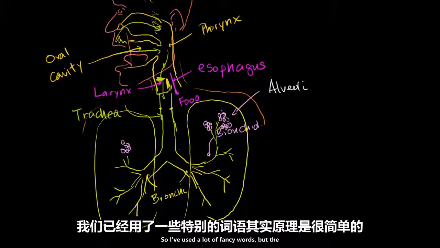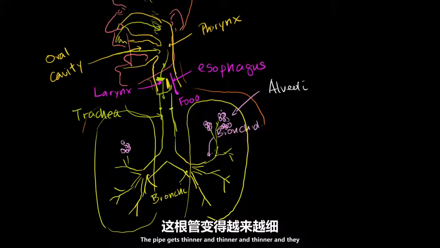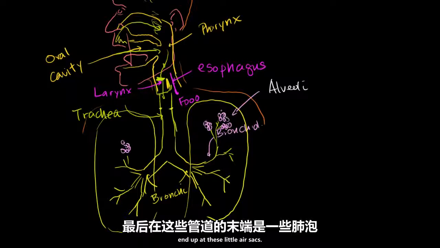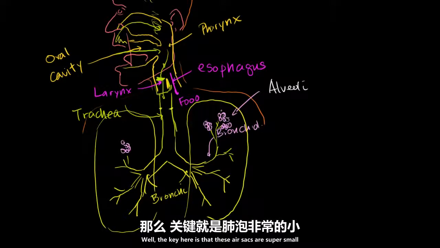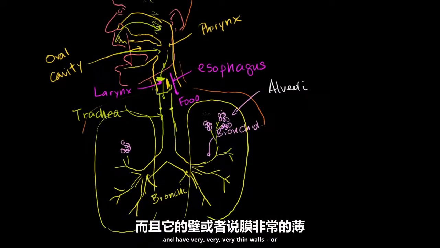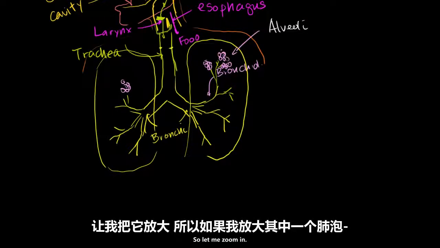So I've used a lot of fancy words, but the general idea is simple. Air comes in through a pipe. The pipe gets thinner and thinner and thinner. And they end up at these little air sacs. And you're saying, well, how does that get the oxygen into my system? Well, the key here is that these air sacs are super small and have very, very, very thin walls, or I guess thin membranes. So let me zoom in.